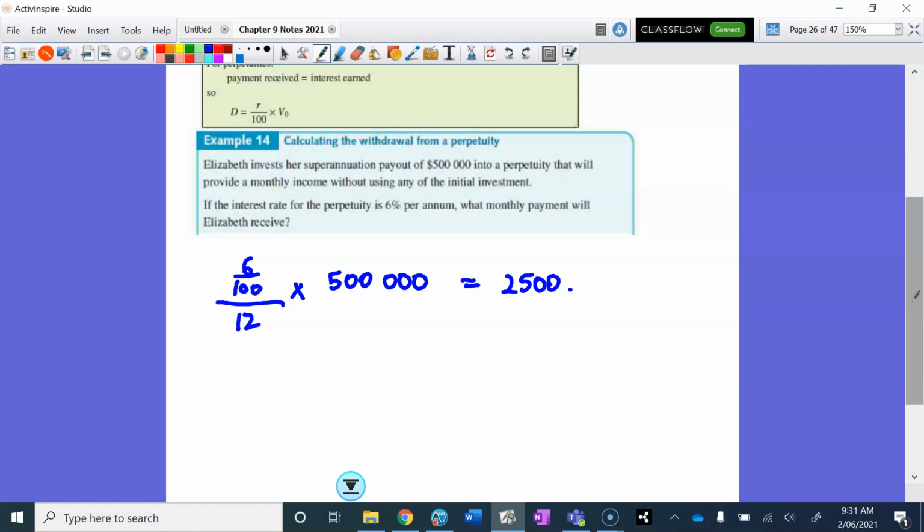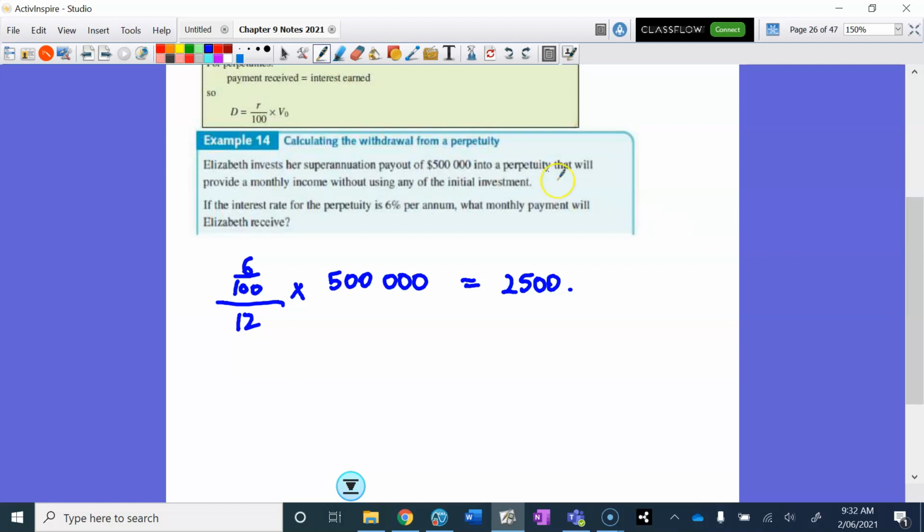And if Elizabeth takes that monthly payment of 2,500, it leaves her again with an investment of 500,000. When the bank calculates that interest the next month, it earns another 2,500, and she takes the 2,500, leaving her again with 500,000, and it just goes on and on and on. So perpetuity basically just means something that goes on forever, infinitely. Really all it's meaning is that $500,000 stays there indefinitely if she only takes an interest payment from that.